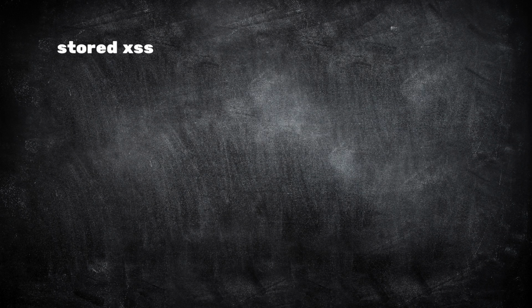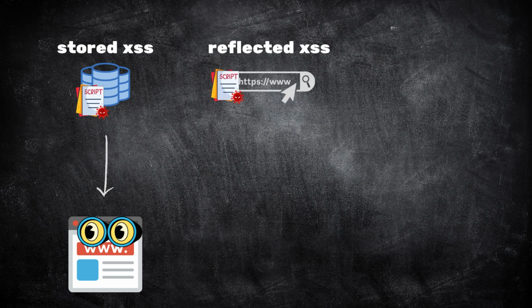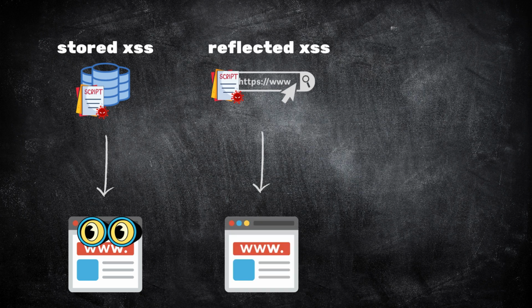What we just saw was an example of stored XSS, where the malicious script is saved on the server and delivered to every user who views the page. But that's just one type of XSS. The second is reflected XSS. This happens when the malicious code is part of a URL, like a search query, and the website reflects that input right back into the page without filtering it. Reflected XSS doesn't persist. It only works if the victim clicks a specific link crafted by the attacker.